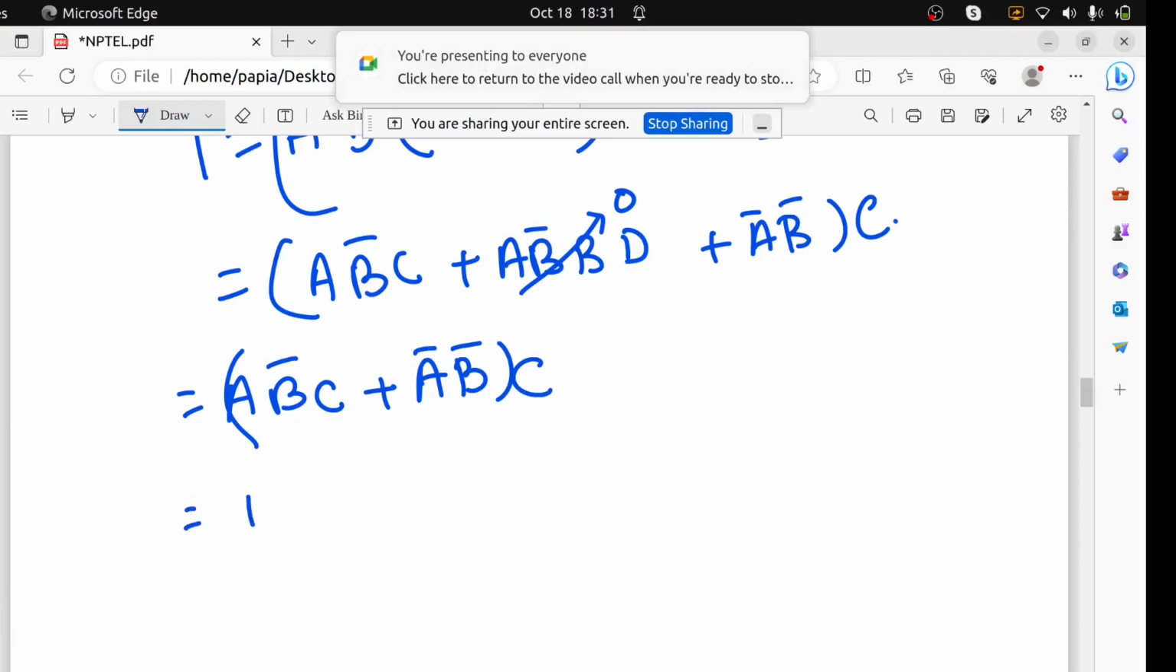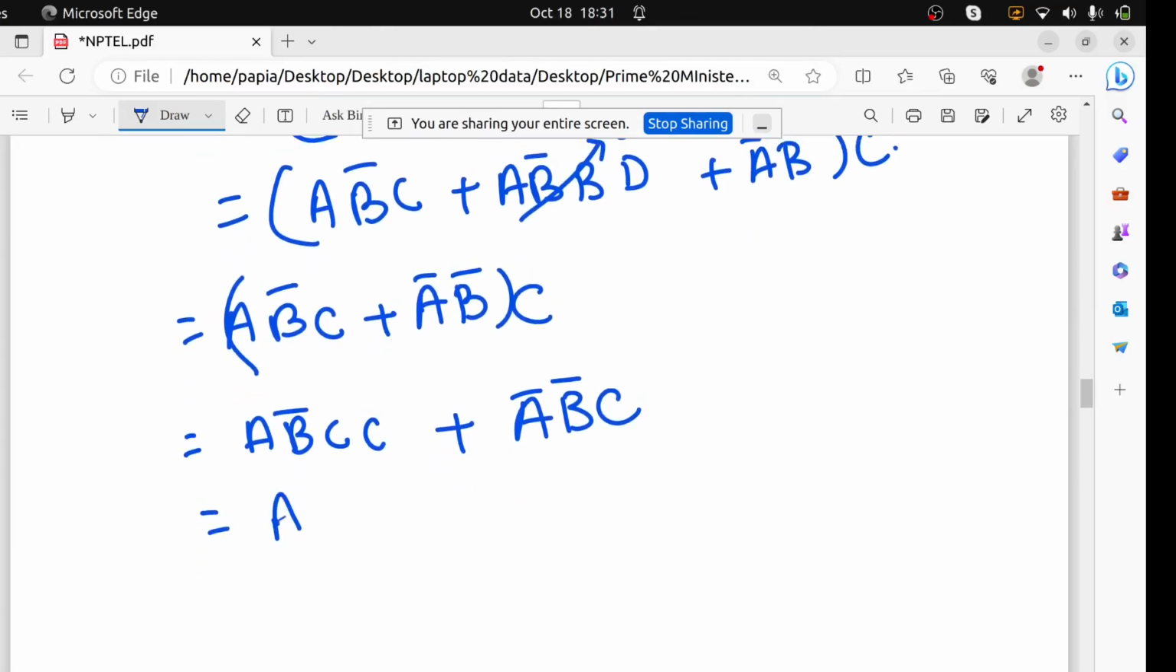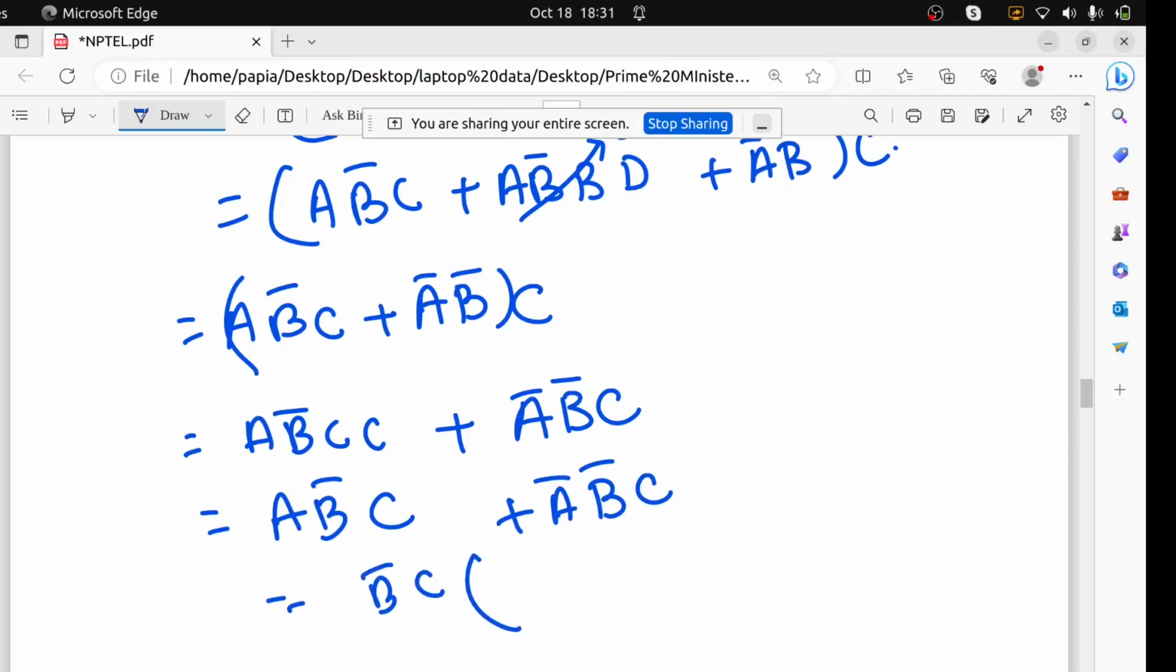Now see, A B bar C C, A bar B bar C. So A B bar C C, that means it will come as A B bar C plus A bar B bar C. Now you can see here B bar C we can write as common, then A plus A bar. Then what will be the answer? B bar C only. Right?